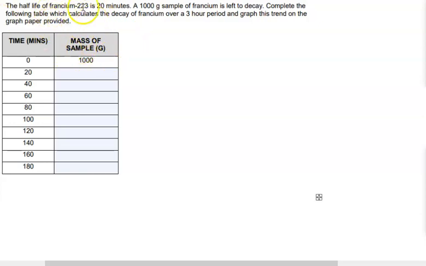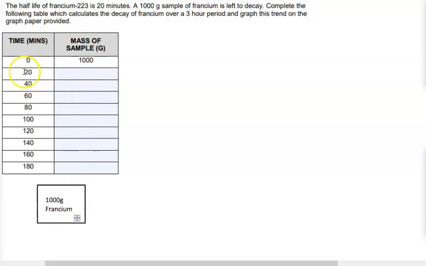So in this question, we've got a sample of francium-223, so that's a radioactive isotope, and its half-life is 20 minutes. So that means if we start off with our sample of francium, and we know that it's 1,000 grams to start with, so you can picture we've got a 1,000 grams chunk of francium. So if you wait 20 minutes, well, half of that francium will have decayed and turn into a different isotope. So we want to measure how much francium is still remaining after each half-life.